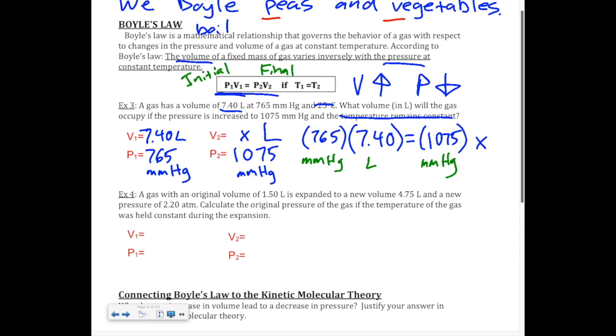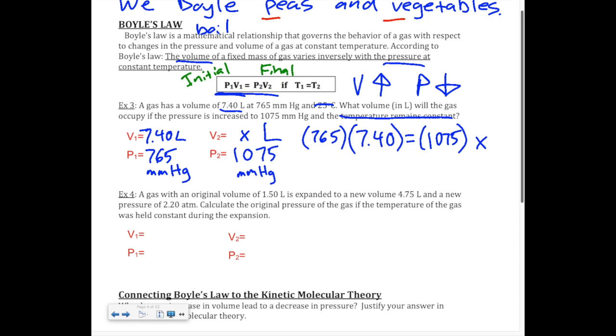Now notice that the units don't change. So it's millimeters of mercury on both sides of the equation. Just like algebra, if you have something that's the same on both sides, you can cancel it out. And my final unit for X is still going to be liters because it's liters on the left side. So I'm going to erase these units because they're getting in my way.